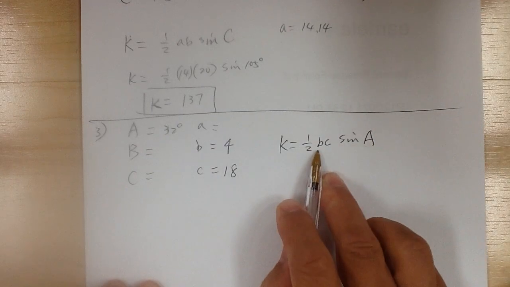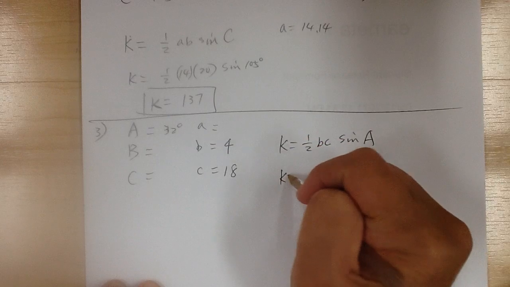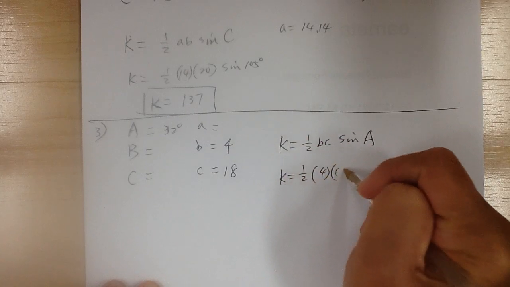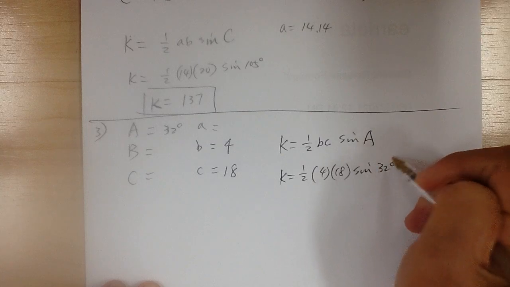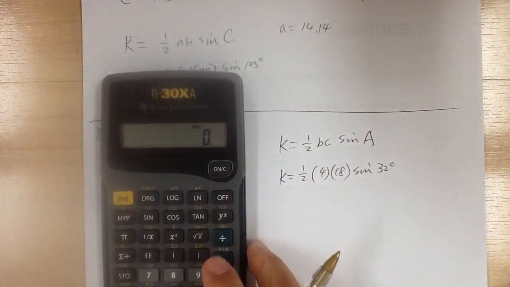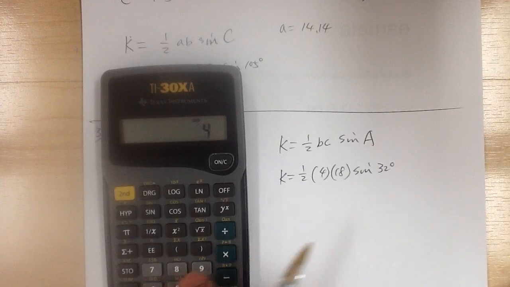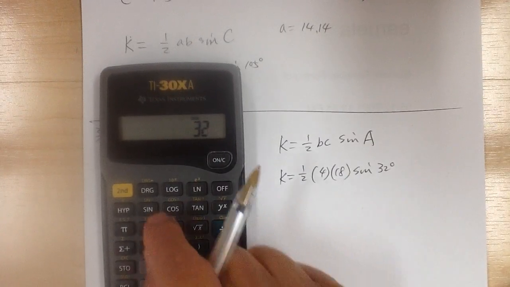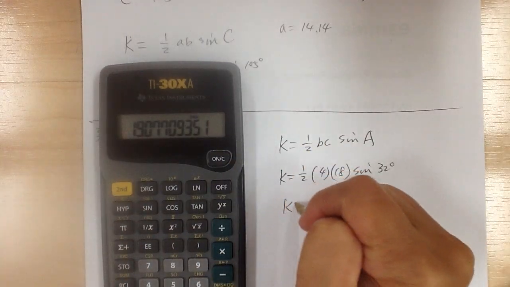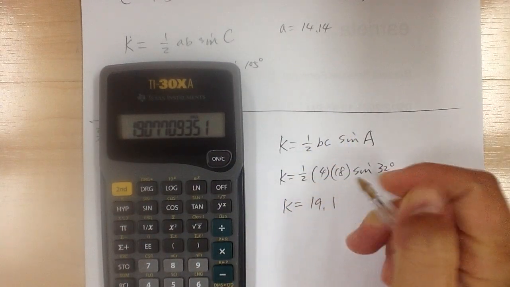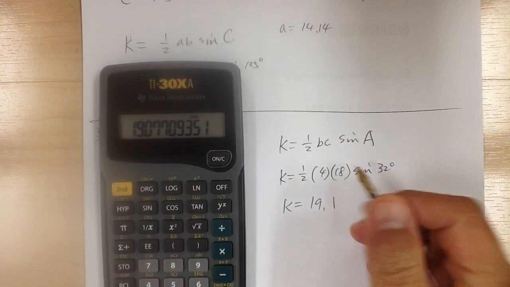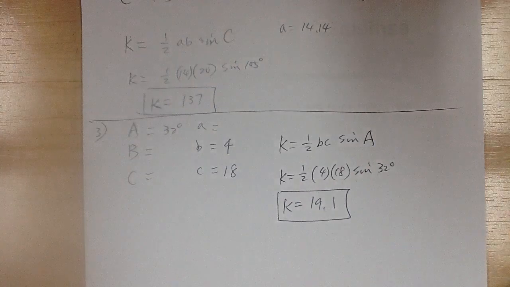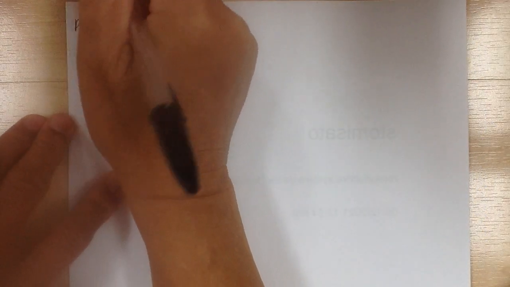Again, that formula is very easy to remember. All three letters just have to be all different. So K equal to 1/2 times 4 times 18 sine of 32 degrees. So 0.5 times 4 times 18 times 32 sine equal, so K equal to 19.1. So again, we're going to use 3 significant digits. Okay, next one. Number 5.